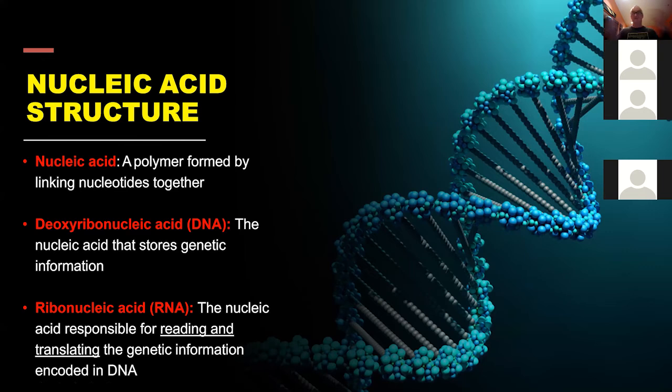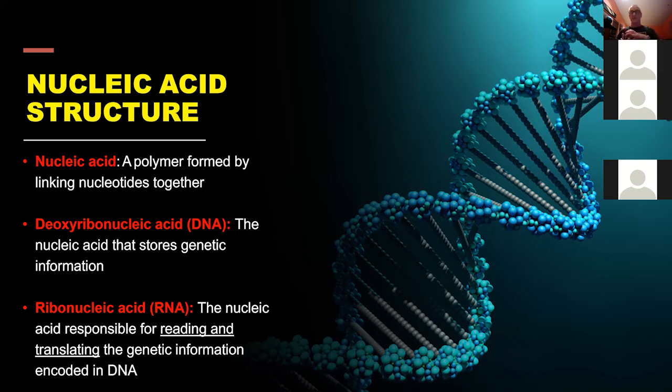So let's look at the structure. I think the structure really explains a lot of how these things work. And so nucleic acid is just a long polymer. It can be really, really long. Like in chromosomes, it can be millions of nucleotides long. So DNA, or deoxyribonucleic acid, now you know why it's called DNA.